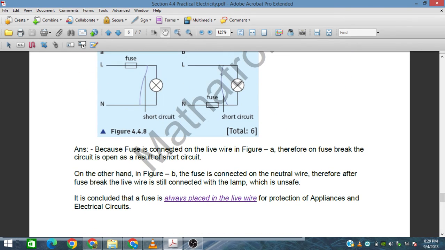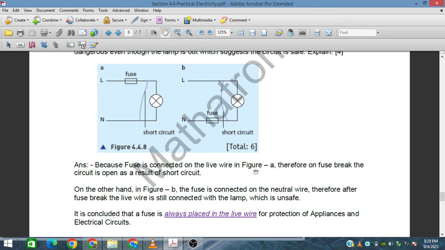Because the fuse is connected on the live wire in figure A, when the fuse breaks, the circuit is open as a result of the short circuit. On the other hand, in figure B, the fuse is connected on the neutral wire, therefore after the fuse breaks, the live wire is still connected with the lamp, which is unsafe. So it is concluded the fuse is always placed in the live wire for protection of the appliances and electrical circuits.